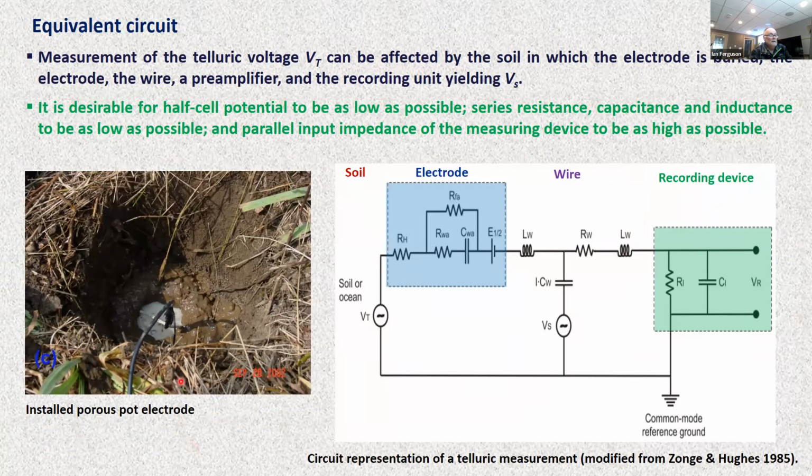Okay, so again, as mentioned, it should be an easy operation to put an electrode in the ground just to make contact, but it turns out that it's actually quite a complex measurement to make. We would like to measure the telluric potential in the ground, but in fact, the measurement we make is going to depend on many factors that include the soil in which the electrode is located, the electrode itself, the electrical characteristics of the wire joining the electrode to the recording device, and the recording device itself. Overall, it's desirable for the half cell potential, E1/2 here, of the electrode to be as low as possible, the series resistance, capacitance, and inductance of the system to be as low as possible, and the parallel impedance in the recording device to be as high as possible. So now we're going to take a look at a couple of these factors, starting with the half cell potential.